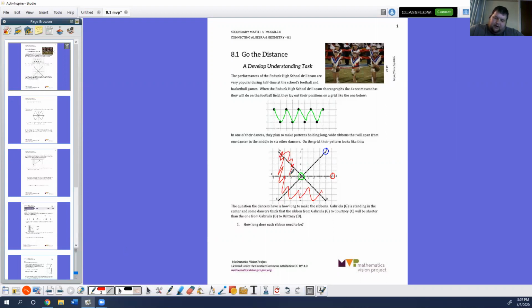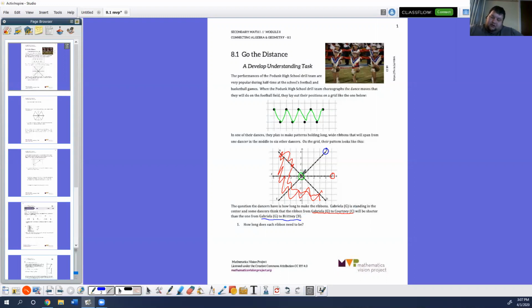Okay, we're not worried about all of these cheerleaders though, because the question is asking if they tied a ribbon, if they ran a ribbon between the center cheerleader and the outside cheerleaders, would they all be the same length ribbon? Do we just cut them all the same length? Or do we need to cut different lengths for them? So we're going to look at these two cheerleaders because they represent all the others.